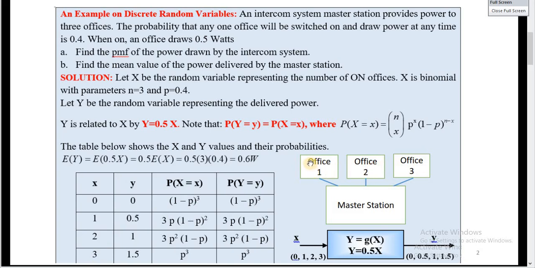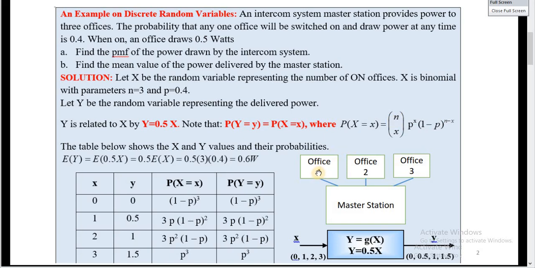So if x is the number of offices that are switched on, and offices are switched on independently with the same probability 0.4, then the number of offices which are switched on follows the binomial distribution, probability that x equal x is n choose x, p to the power x, 1 minus p to the power n minus x, and as I said, p equal 0.4 and n equal to 3.